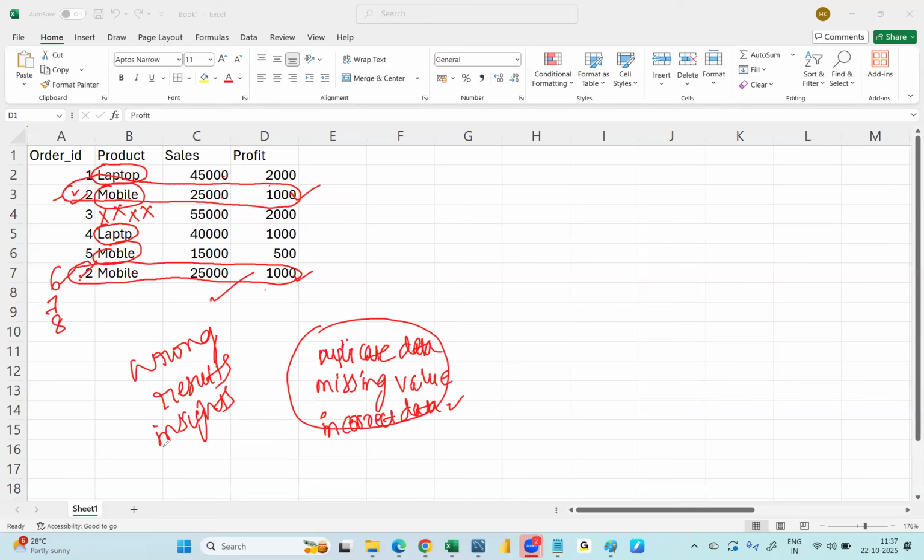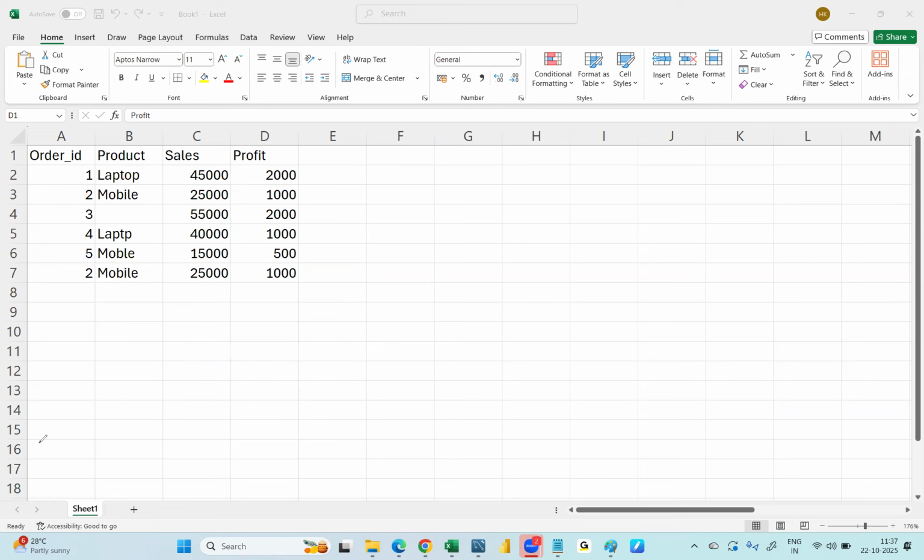If you don't clean the data, it will give you what? Wrong results or insights. So let me perform the data cleaning now. How I'll perform it means I will correct whatever the mistakes are. First of all, I'm thinking to copy this entire data.